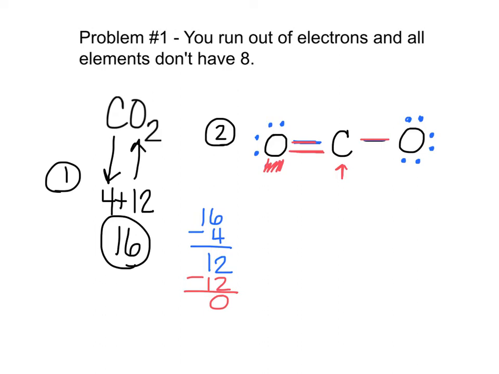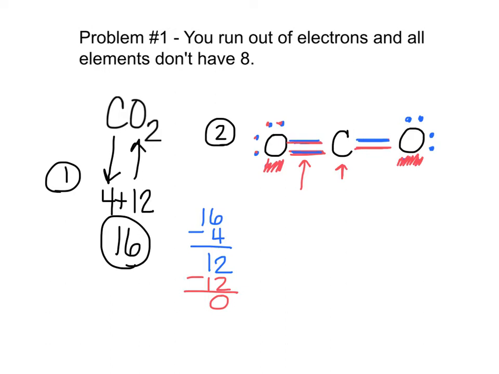Now the oxygen still has 8. 1, 2, 3, 4, 5, 6, 7, 8. But because this pair is now shared with the carbon, our carbon now has 6. It's up to 6, right? 2, 4, 6. So we can do the same thing with the other oxygen. Come over here, do that, and now make a double bond on this side. This oxygen still has 8, because it just changed a pair from being its own to being shared.